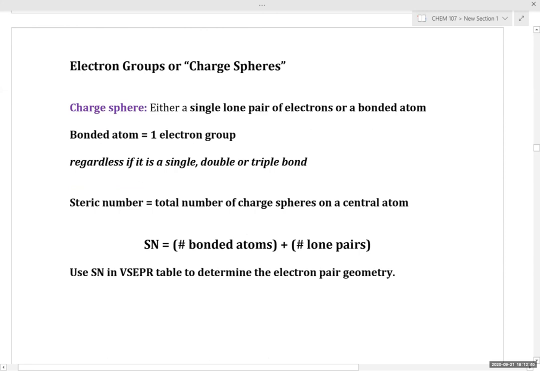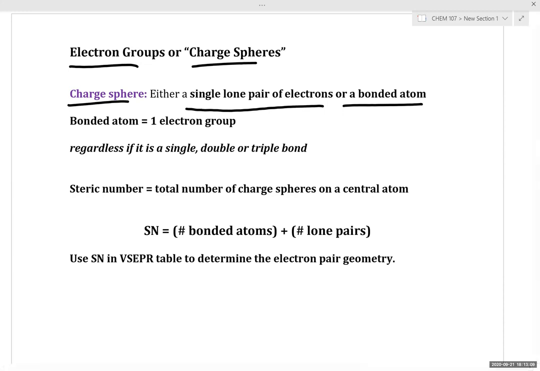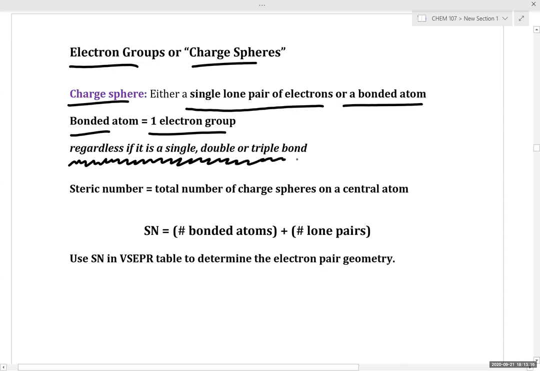So let's talk a little bit about a term that often pops up when we talk about molecular geometry and electron pair geometry. And we call this term electron groups or charge spheres. So a charge sphere is a single lone pair of electrons or a bonded atom. Notice I said bonded atom, not bond. A bonded atom is one electron group, regardless if it's a single, double, or triple bond.